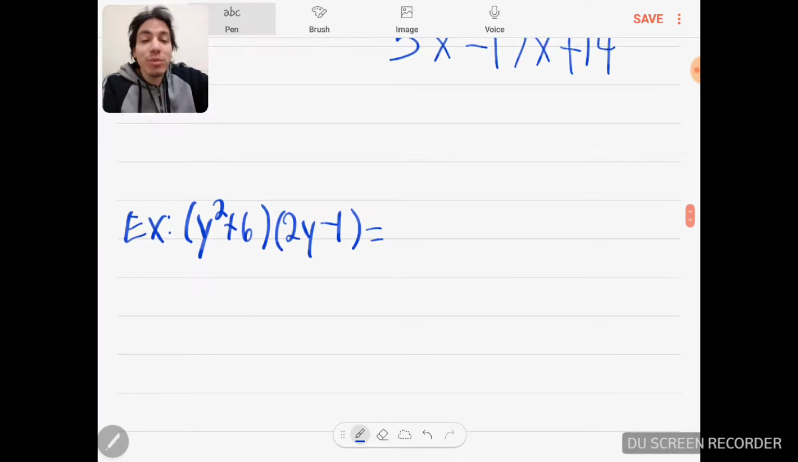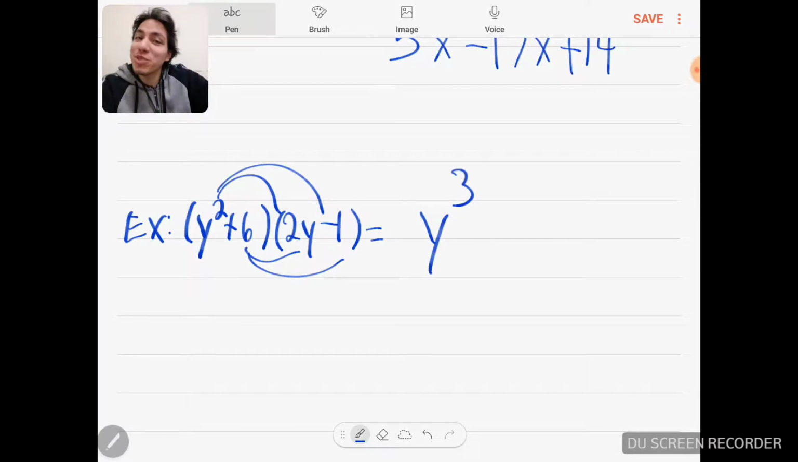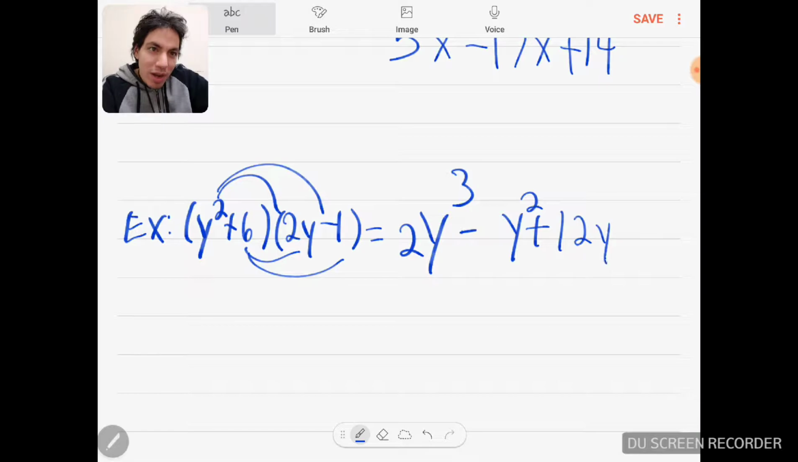So now we're going to do y squared. Now this would be a little different. Well, it's not really too different. It's really the same thing. It's just you have to be more aware of the y squared. So y squared times y is what? Well, sorry. Y squared times 2y will be 2y to the third. Now y squared times negative 1 would be negative y squared. And then 6 times 2y would be plus 12y, and minus 6, because 6 times negative 1 is negative 6.